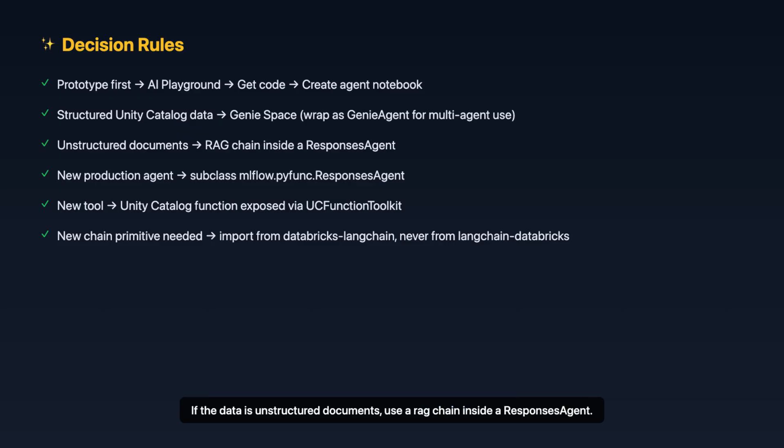For any new production agent, subclass mlflow.pyfunc.ResponsesAgent. For any new tool, write a Unity catalog function and expose it through UCFunctionToolkit. And when you need a chain primitive, import from databricks-langchain, never the deprecated legacy-named package.